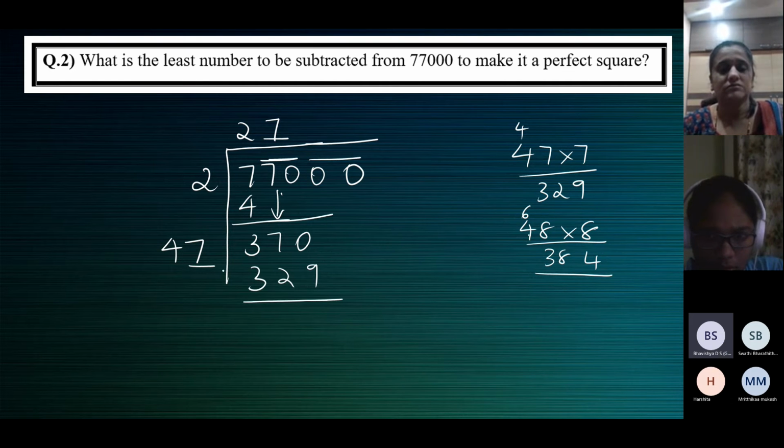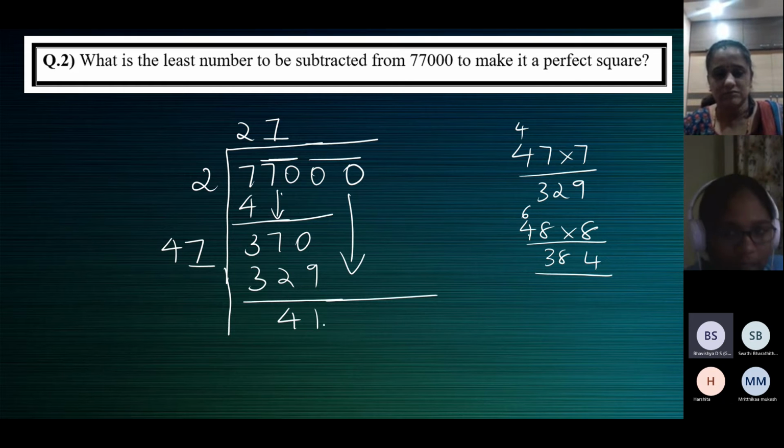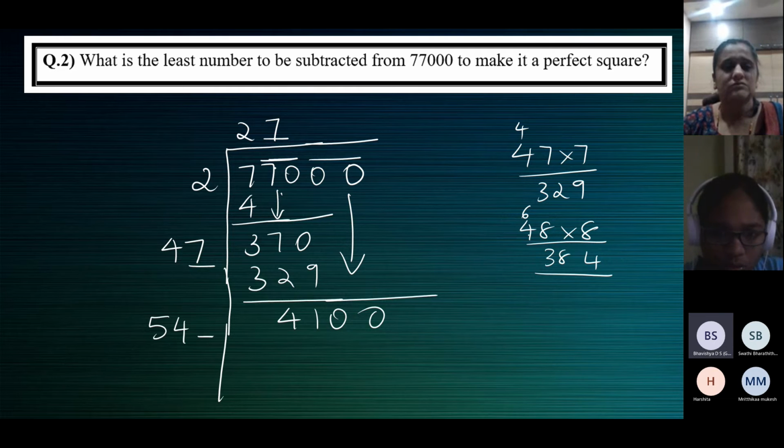After that I have got the remainder as 41, ma'am. I have brought that 0 down, and after that I have multiplied 27 into 2, ma'am. So I got 54. After that I have multiplied into 54.